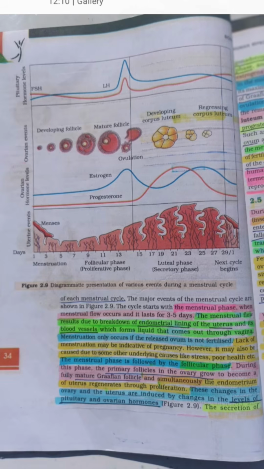Menstruation results from the breakdown of the endometrium lining of the uterus and its blood vessels, which form a liquid that comes out through the vagina. Menstruation only occurs if the released ovum is not fertilized. Lack of menstruation may be indicative of pregnancy. However, it can also be caused by some underlying cause like stress, poor health, etc.